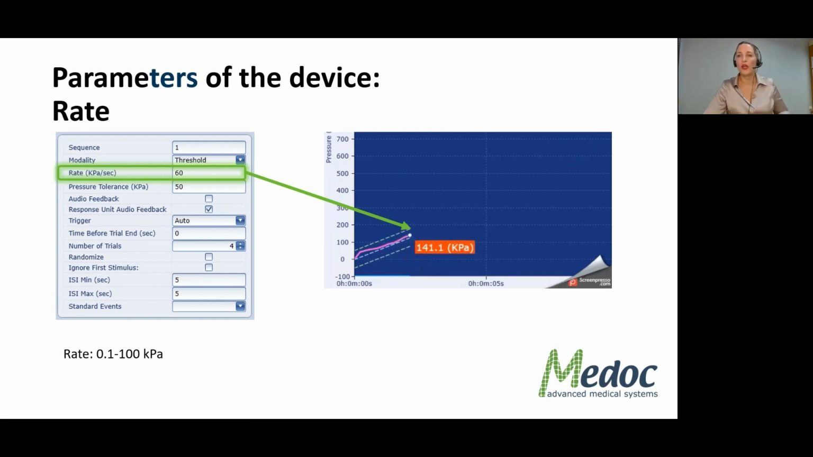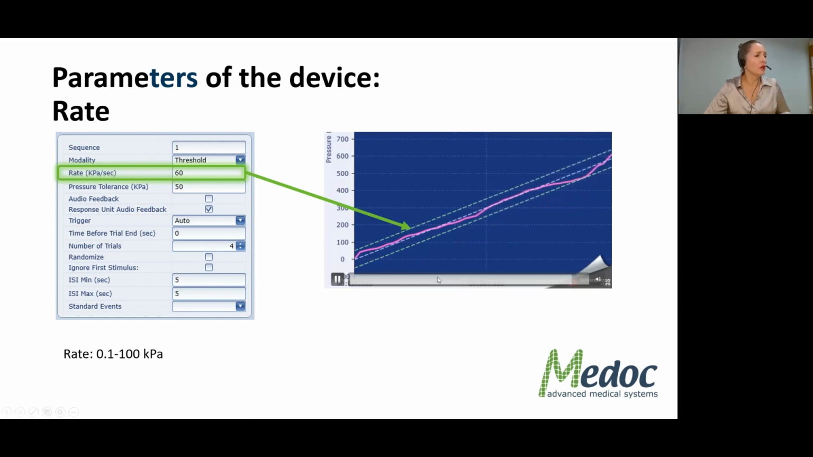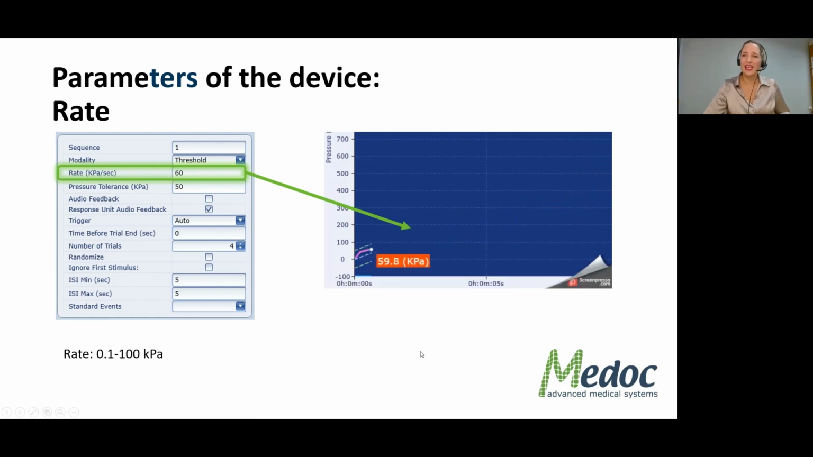And you can see now that the slope is quite a bit steeper. And just to remind you that when you use 60 kilopascal per second, it's a little bit harder to stay steady on this rate. And by the way, you can adjust the rate to be between 0.1 and 100 kilopascal per second. The DFNS, for instance, recommends a rate of 50 kilopascal per second. So something to keep in mind. In most studies, I see a rate between 30 and 60 kilopascal per second.